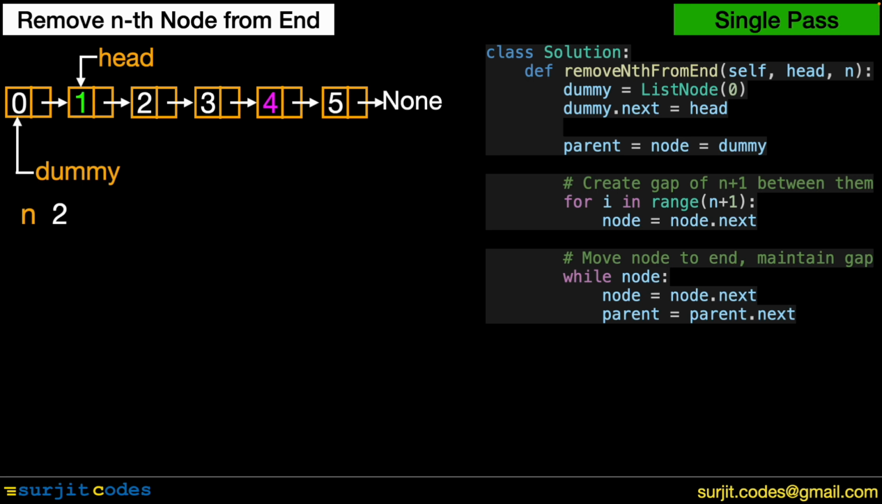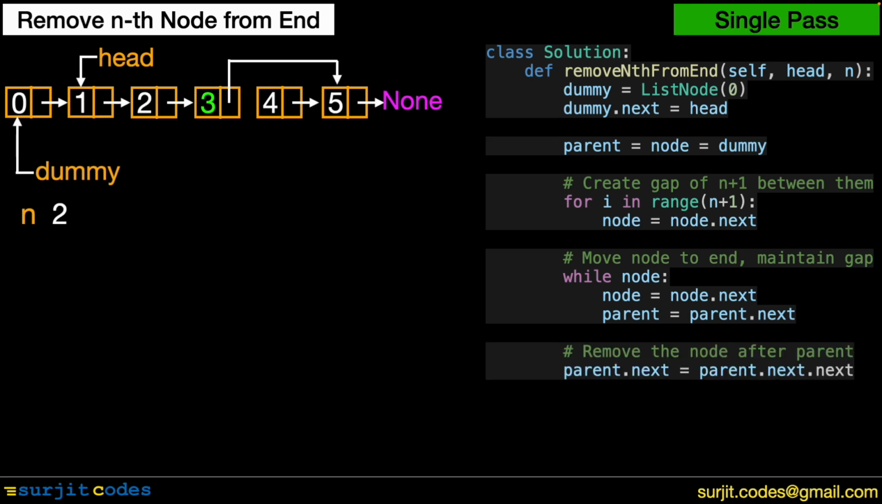In the first iteration, they reach 1 and 4. In the second iteration, they reach 2 and 5. In the last iteration, they reach 3 and None. Now that node is None, the loop terminates. It means that the parent of the delete node is the node with val equal to 3.